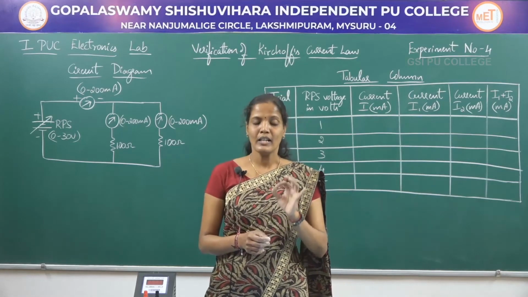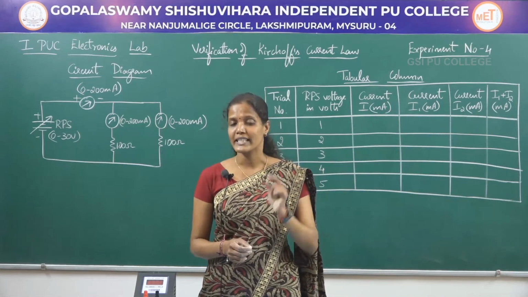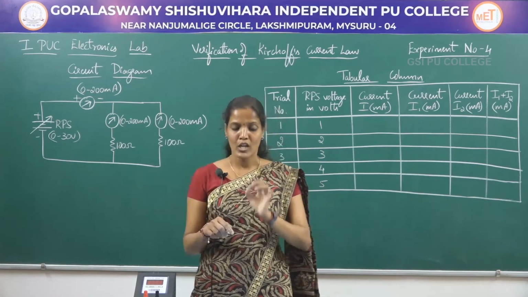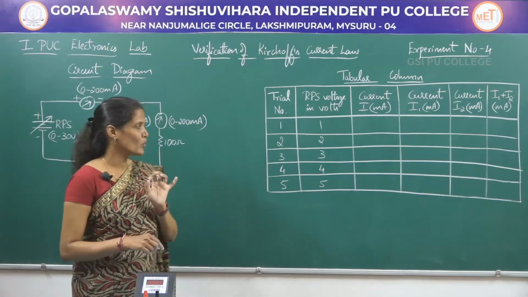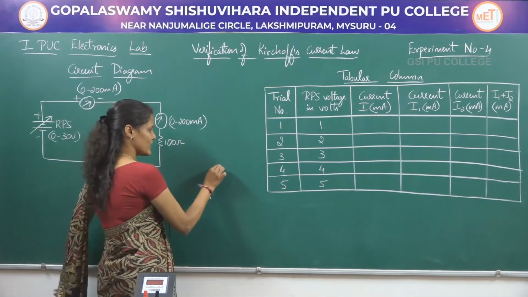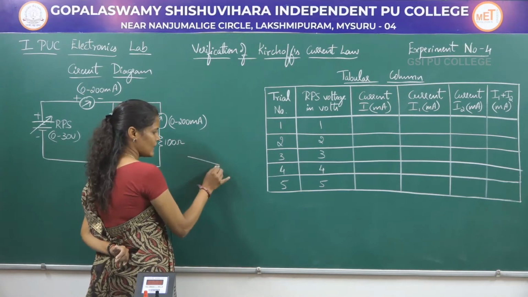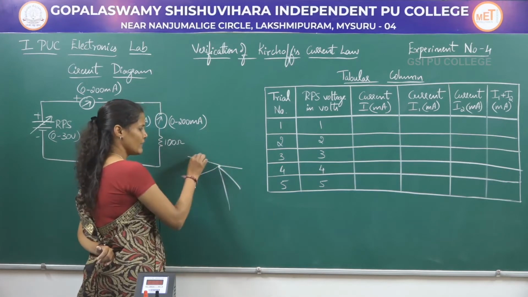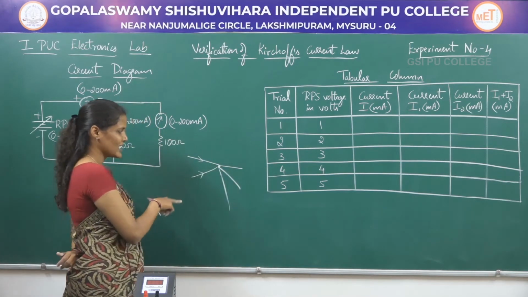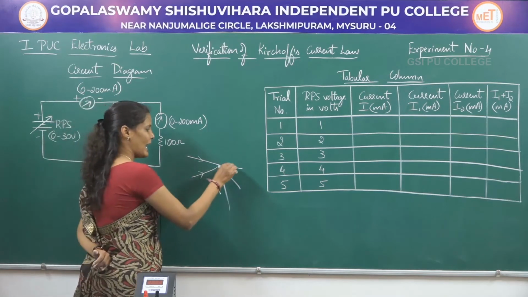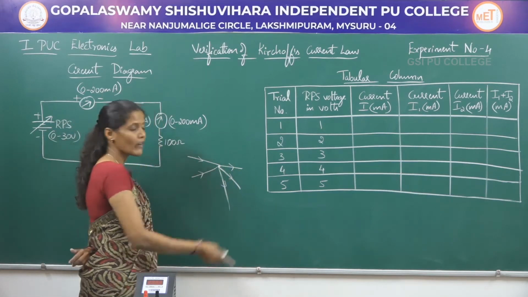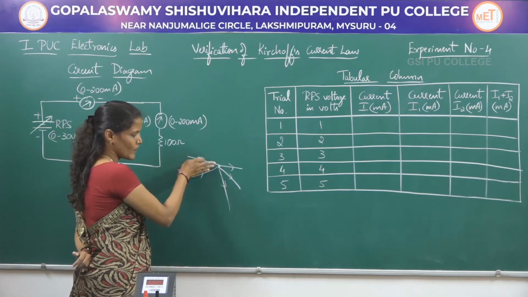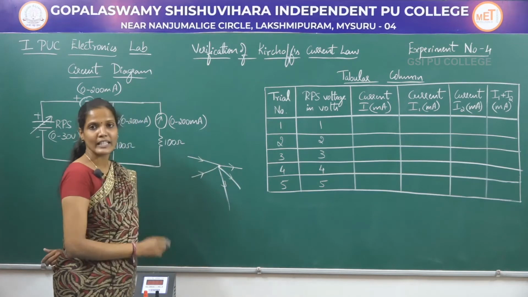According to Kirchhoff, the algebraic sum of the currents entering a node will be equal to the algebraic sum of the currents leaving that node. Node is nothing but a point where the current divides. If I consider this as a point and I have a number of branches to this point like this, and there are two currents entering that node and three currents leaving away from that node, then the algebraic sum of the currents entering the node must be equal to the algebraic sum of the currents leaving that node.